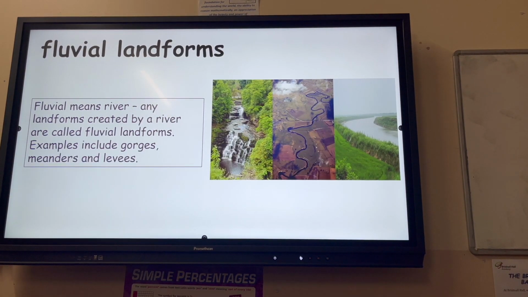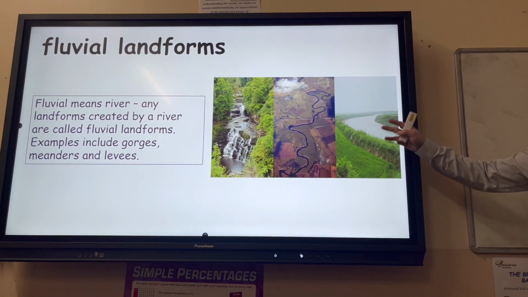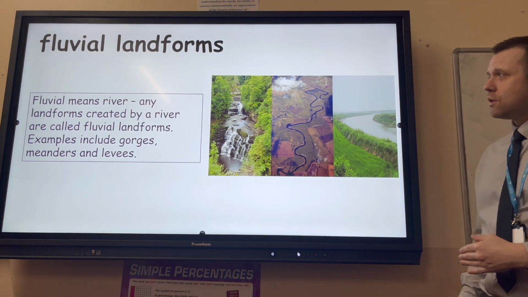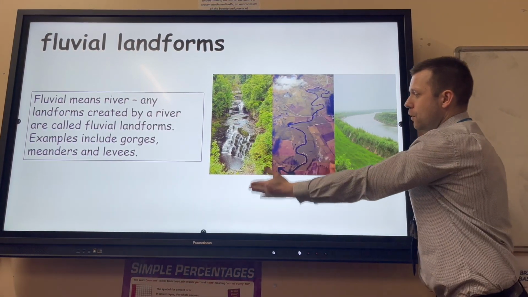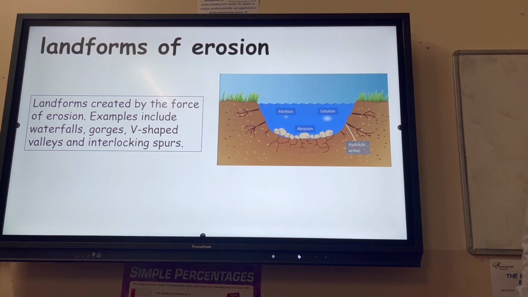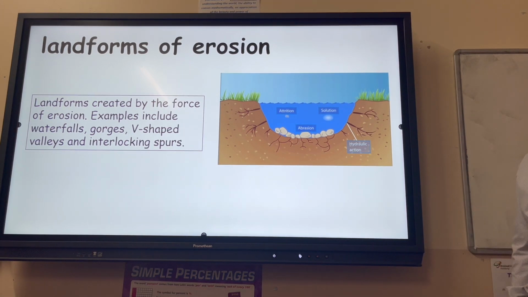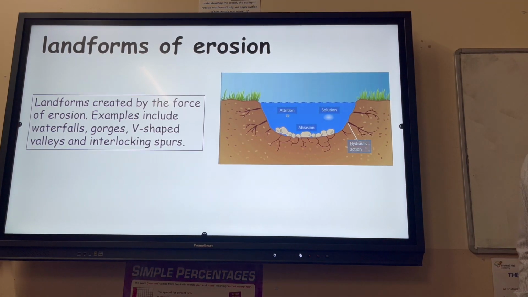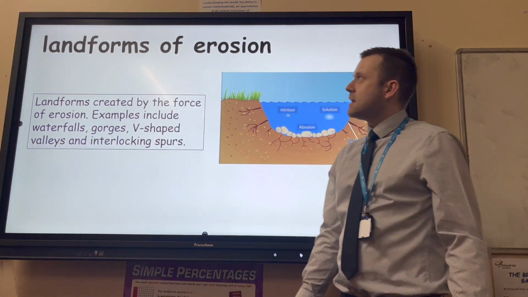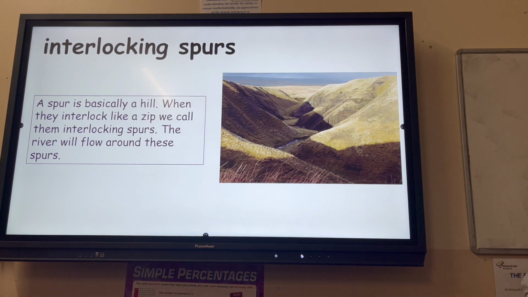Fluvial landforms. So we've already said that fluvial means river, and the landforms created by rivers are called fluvial landforms, such as waterfalls, meanders, and levees. Landforms of erosion. So we know that the river erodes the landscape, and this creates a number of landforms such as waterfalls, gorges, V-shaped valleys, and interlocking spurs. Here we can see some interlocking spurs.